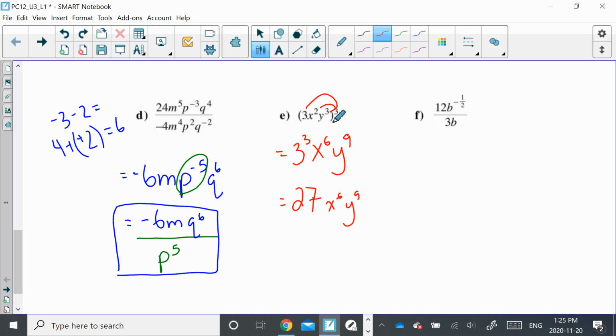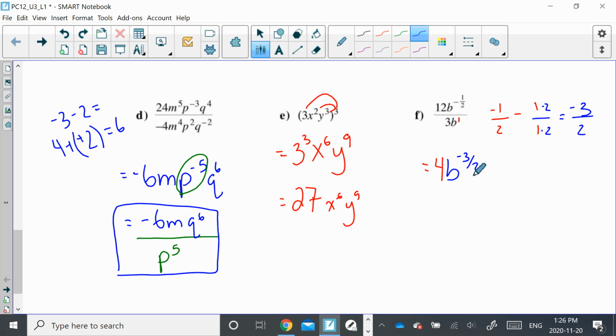Okay, this last one, quotient law. So 12 divided by 3 is 4. And then what I have is I have negative 1/2 minus 1. I'm going to put this over common denominators. So if I got a denominator of 2, this was really over 1, right? So I want a denominator of 2. So I'm going to multiply this by 2, and I'm going to multiply this by 2. And what I will have is negative 1 minus 2, which is negative 3. So this is negative 4b to the negative 3 over 2 is what you would get for this question.